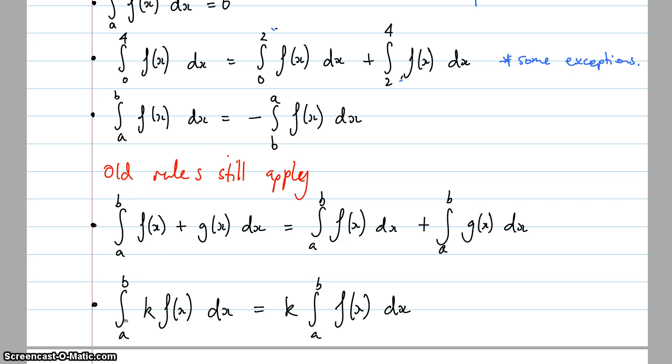So there you go. That's integration, like the actual area, the definite integrals as we call it, and hopefully that's made a little bit of sense and has been able to help you.